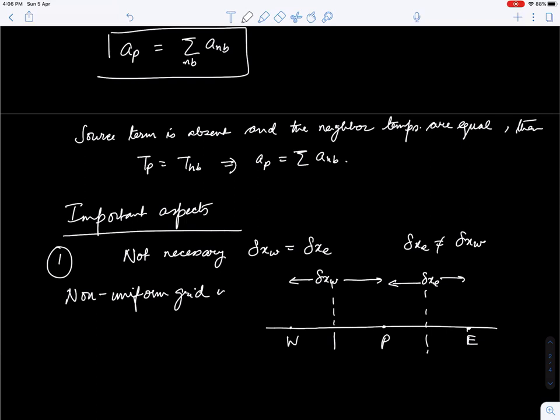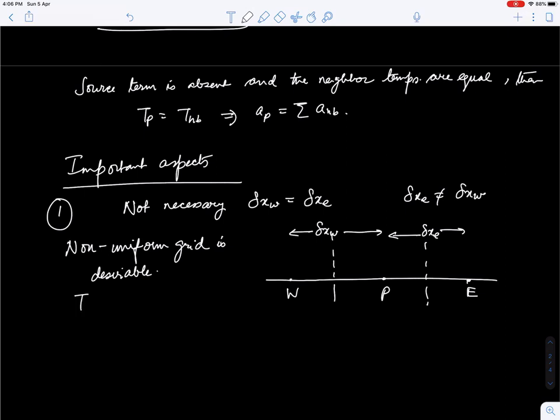And sometimes this non-uniform grid is desirable. There's a reason for this, especially when you look at the temperature versus space dependence. If the T versus X dependence is steep, so there's a large change, let's say, in temperature over a small distance, then you would rather have a finer grid in that region to be able to resolve the large gradients in the temperature and to get better accuracy.